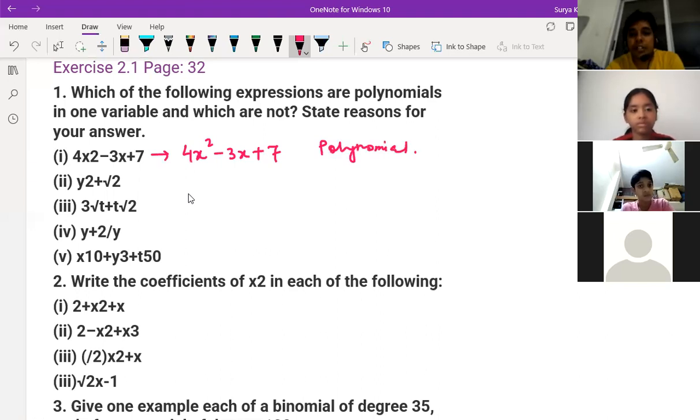Polynomial. The second question is for Satvik. The last one is not in one variable, sir. Yeah, exactly. Satvik, for the second one, do you say it's a polynomial or not? Sir, it's not, sir. Why? It has a root. See, I told you the root should not be in the variable part, okay, it should be a constant. So is root 2 a constant or a variable? It's a constant, sir.